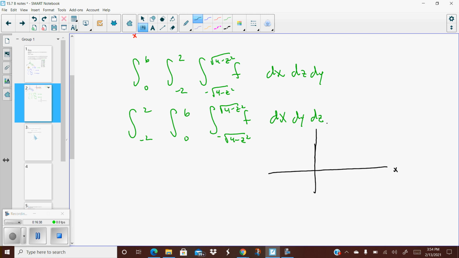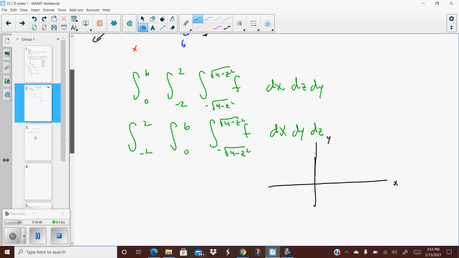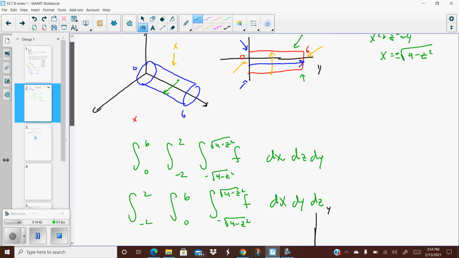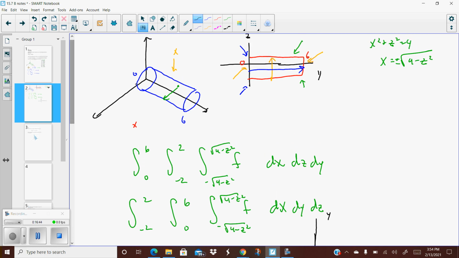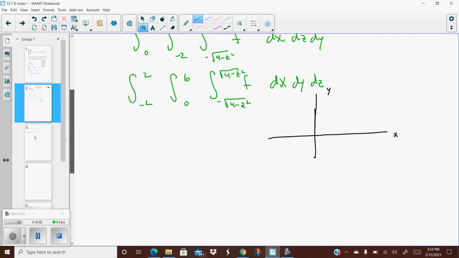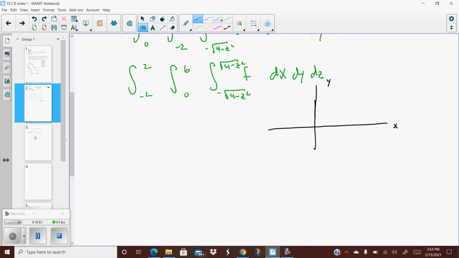Here's x, here's y, and if you're looking straight above this thing into the xy plane, it looks like it's going to be a rectangle, which is 2 units on either side of the y-axis. So our sketch would look something like this. Obviously these are not drawn to scale, but I'm doing my best. And then that's 6 up there.